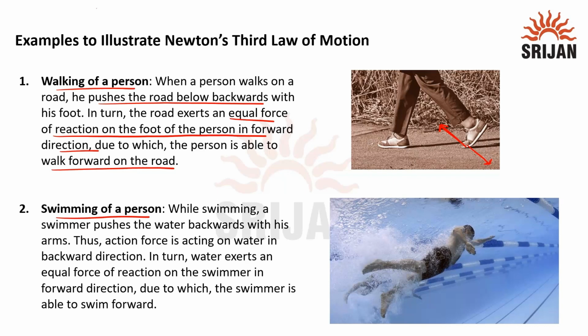The second example is swimming of a person. While swimming, a swimmer pushes the water backwards with his arms, like this, as you can see in this picture. Thus, action force is acting on water in the backward direction, and in turn the water exerts an equal force of reaction on the swimmer in the forward direction, due to which the swimmer is able to swim forward. So the water exerts a force in this direction on the person, and due to this force the swimmer is able to swim forward.